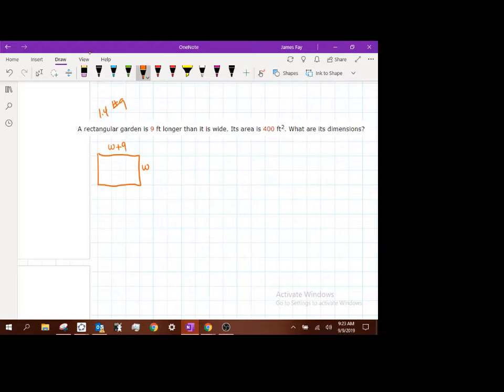W plus 9. Okay, area is 400 square feet. How do I find the area of a rectangle? Length times width, right? Well, right now, we know our length is W plus 9, and we know our width is W, correct? And we know capital A is 400. Does that give me that? So now I'm going to go W squared plus 9W minus 400 is equal to 0.